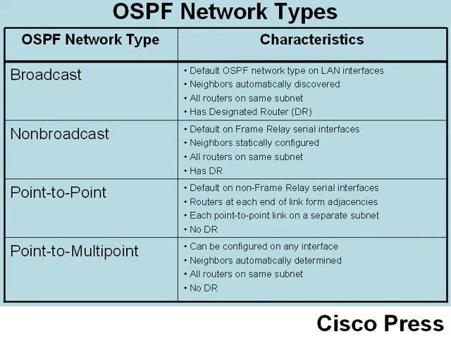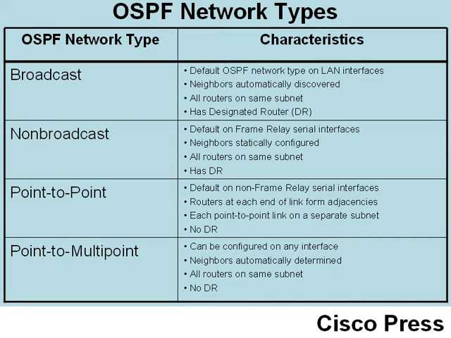And a broadcast OSPF network type is the default network type on a LAN interface, such as an Ethernet or fast Ethernet interface. And since it is a broadcast type, the neighbors are going to be automatically discovered. We don't have to statically configure our OSPF neighbors.